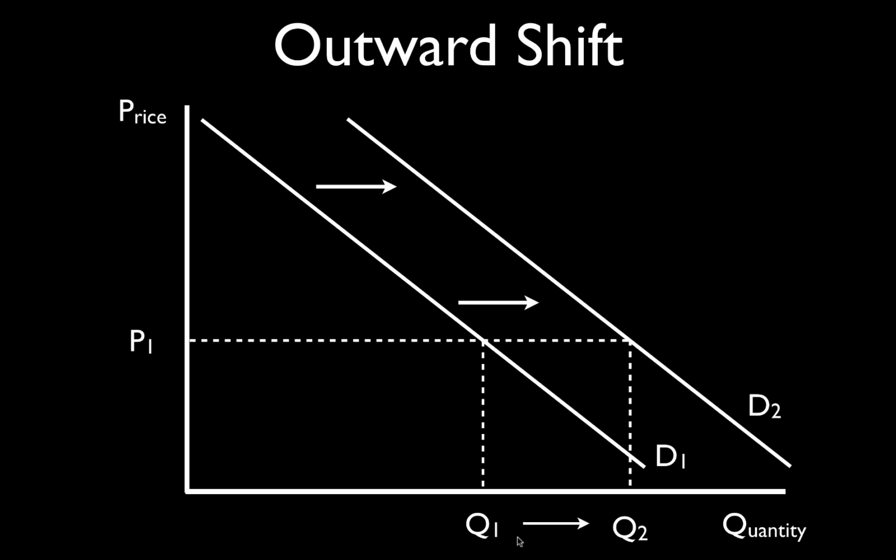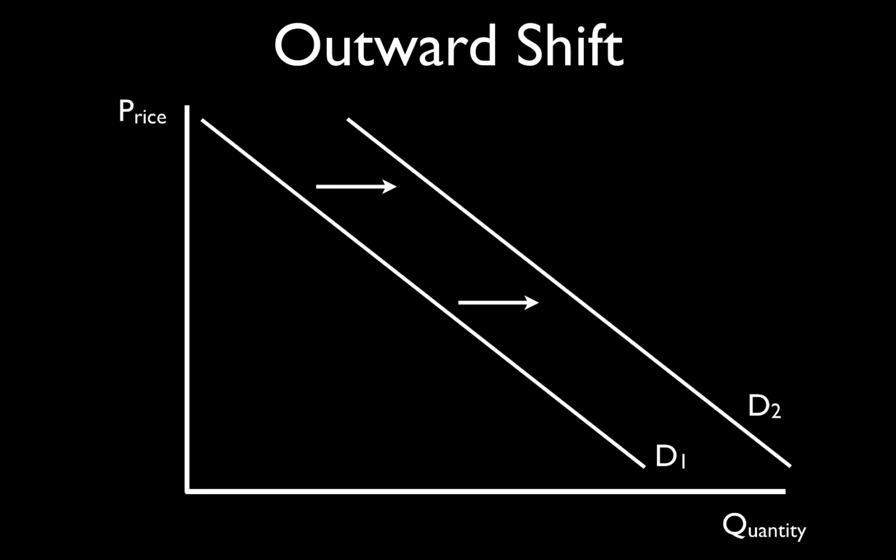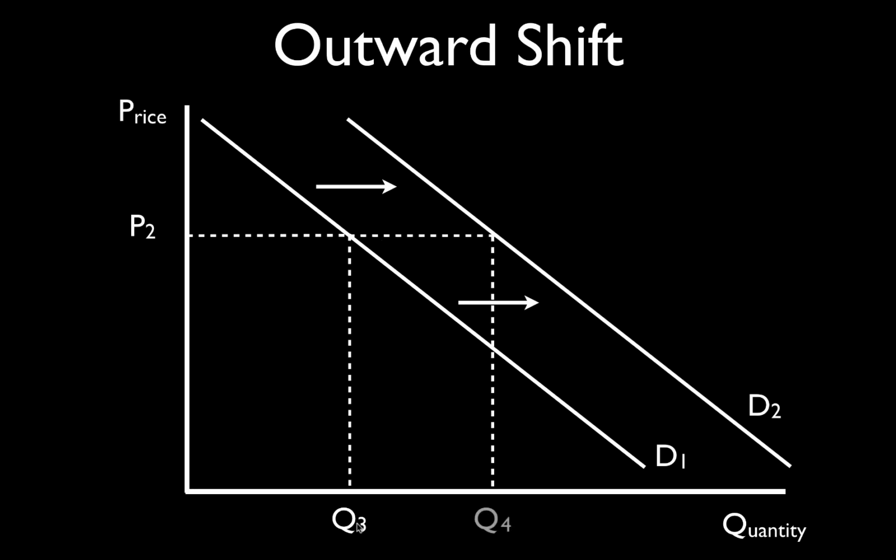Well, at the price P1, people are buying more at the new demand curve following an outward shift of the demand curve than they were previously. But does that mean it's just at that price? And the thing is, I want you to see that no, it's not. It's at any given price. So at P2, the original amount that was bought, if you go out to the previous demand curve D1, was Q3. And now what we're saying is if you go out to the new demand curve, it's Q4.